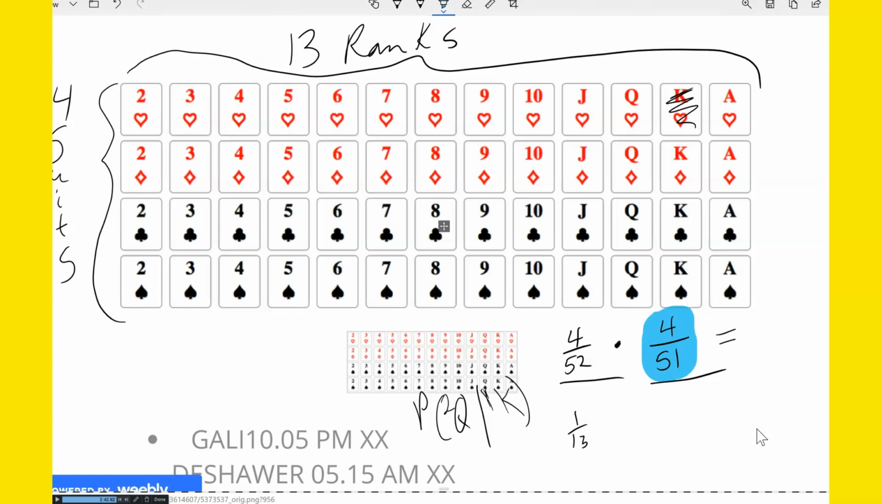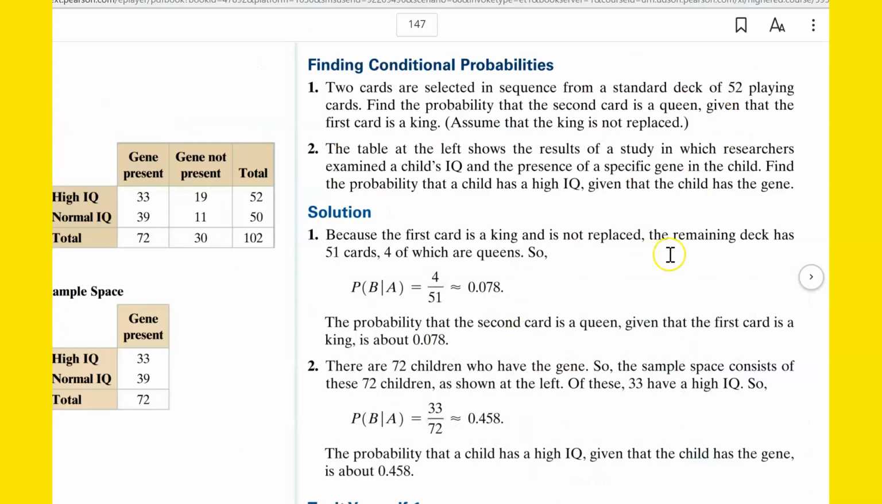Okay, the 4 out of 51. That's what they're asking me. What's the probability that the second card is a queen, given that the first card is a king? What I was doing earlier was finding the probability that both of those things happen. But it's just wanting to know what's the probability that the second thing happens, given that the first thing happens. So the answer to that is just 4 out of 51.